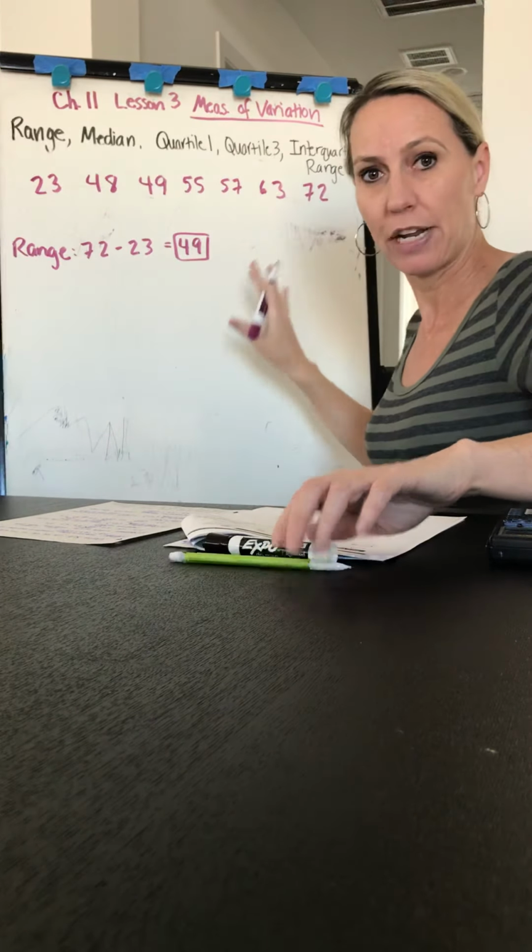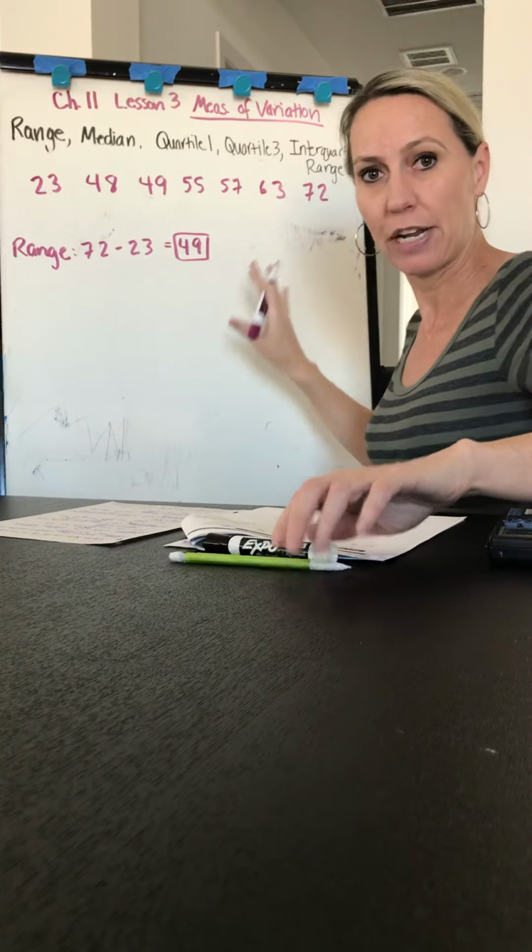Okay, the next one is the median. So to find the median, okay, we're going to count like this and get the middle score. So this one you go 1, 2, 3, 1, 2, 3. So this one right here, I'm just going to draw a dotted line. This is our median, which is 55.